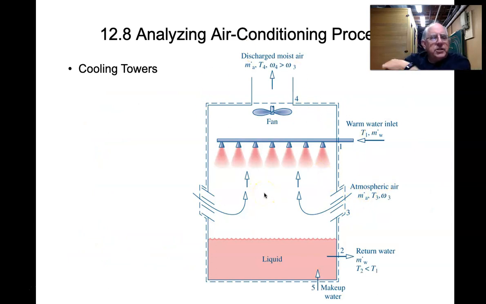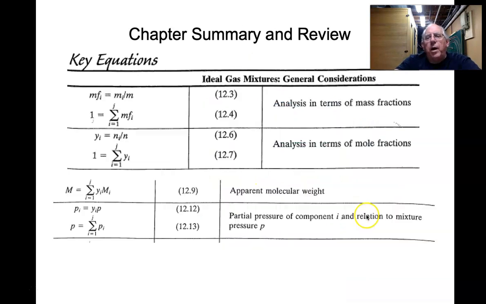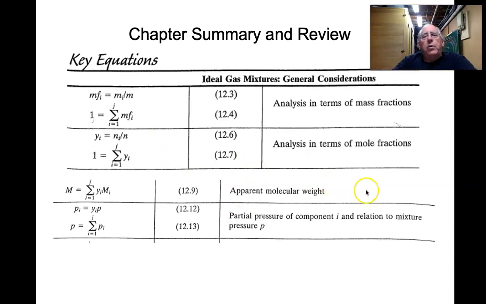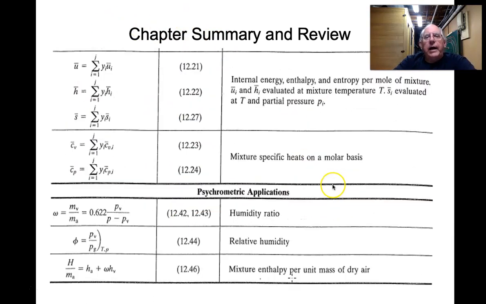We'll go into the test software to see what problems we can do and what new test app that we've not seen will allow us to determine the properties on a psychrometric chart. We finish up this chapter with just the key equations associated with the ideal gas mixtures, the psychrometric applications, the definitions of the humidity ratio that we've been talking all about, the relative humidity value that we've been talking about, and the mixture enthalpy that is on the psychrometric charts.